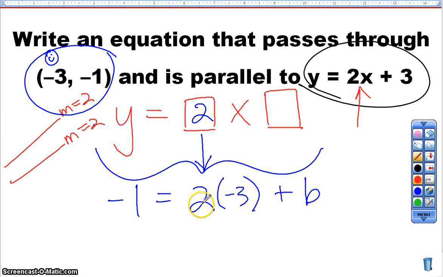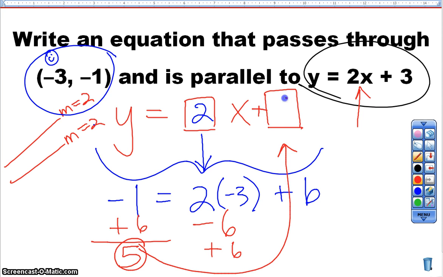To do that, 2 times -3 is -6. To get rid of that -6, you have to add 6 to both sides. So -1 plus 6 becomes 5. What did you just find? You just found your y-intercept. So I'm going to put plus 5 right there.